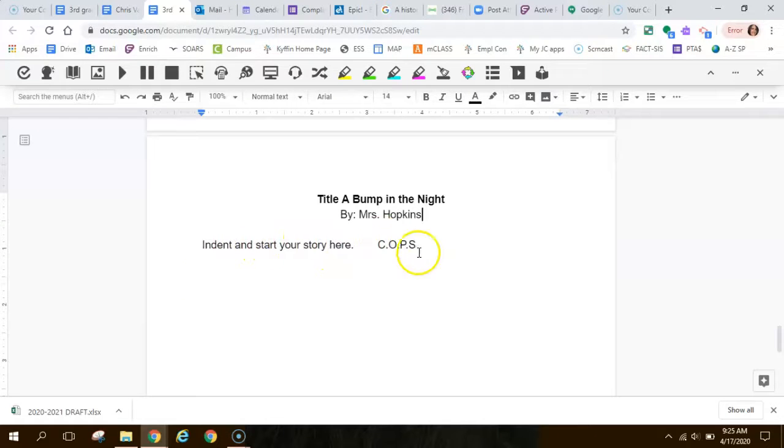And then I also added COPS. COPS is something that some people think is a really good thing to do at the very end of their writing. I like to do it as I go. So for every sentence, I reread it and I make sure that I have a capital, it is organized and it makes sense, I have the correct punctuation, and that I have the spelling correct.